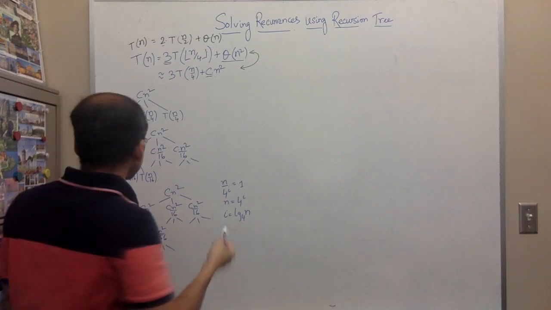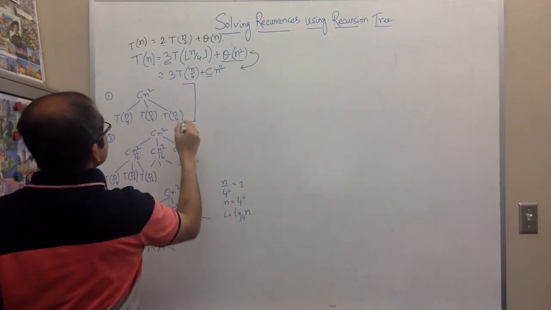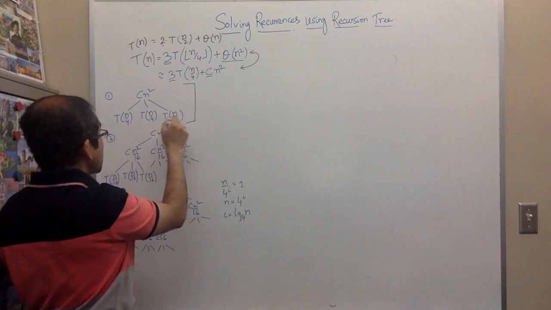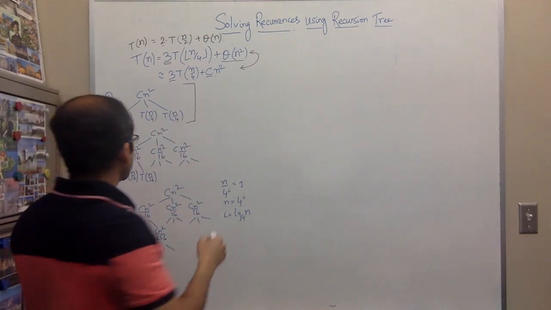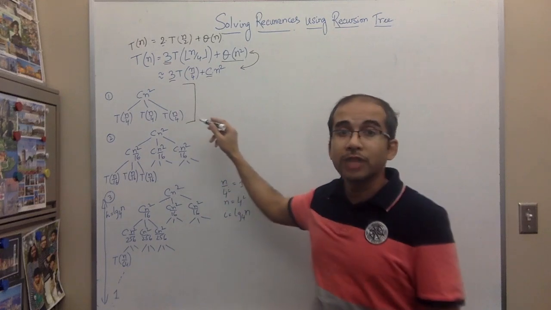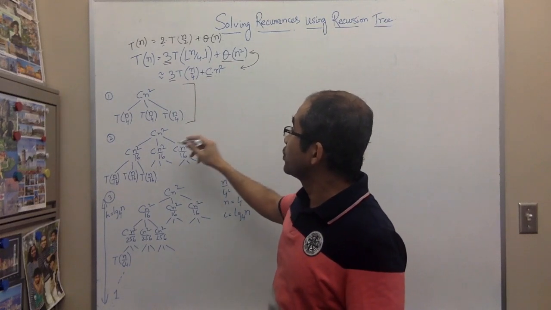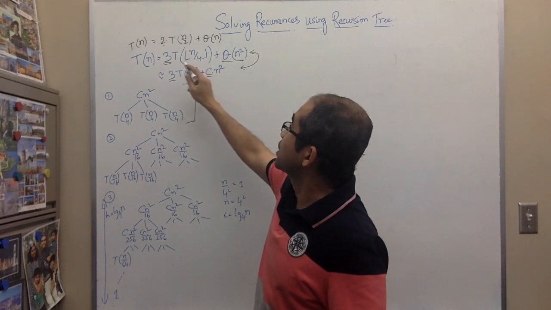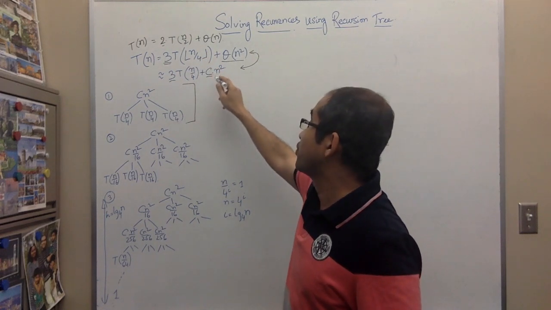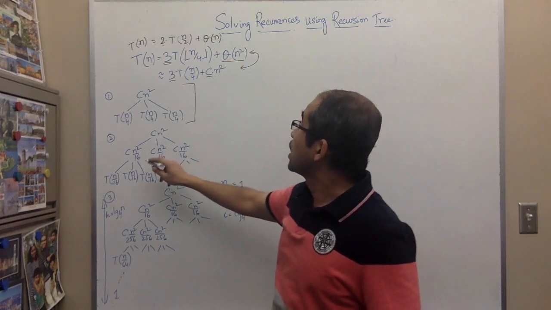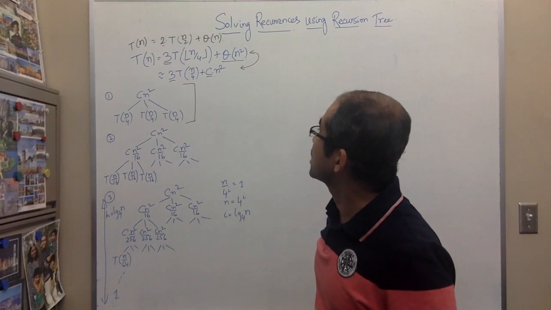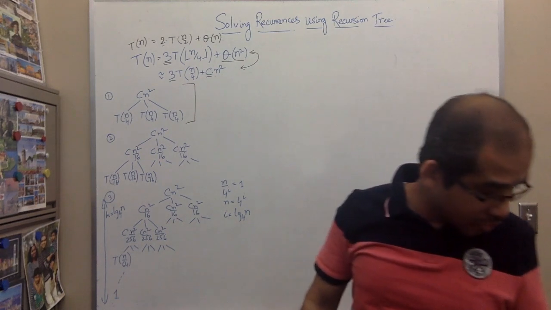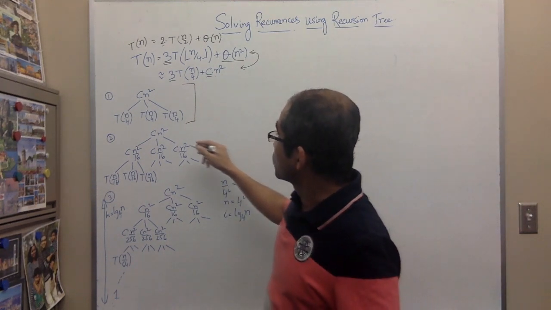C is a constant. You see that stage 1 is here. When we say that cn² is the cost, we write it in the root, and there are three subproblems, each of size T(n/4). Now at the next level, how do we solve T(n/4)? We put n/4 in this equation and get 3T(n/4 divided by 4), so it's n/16, and n² divided by 16. So we replace them here.